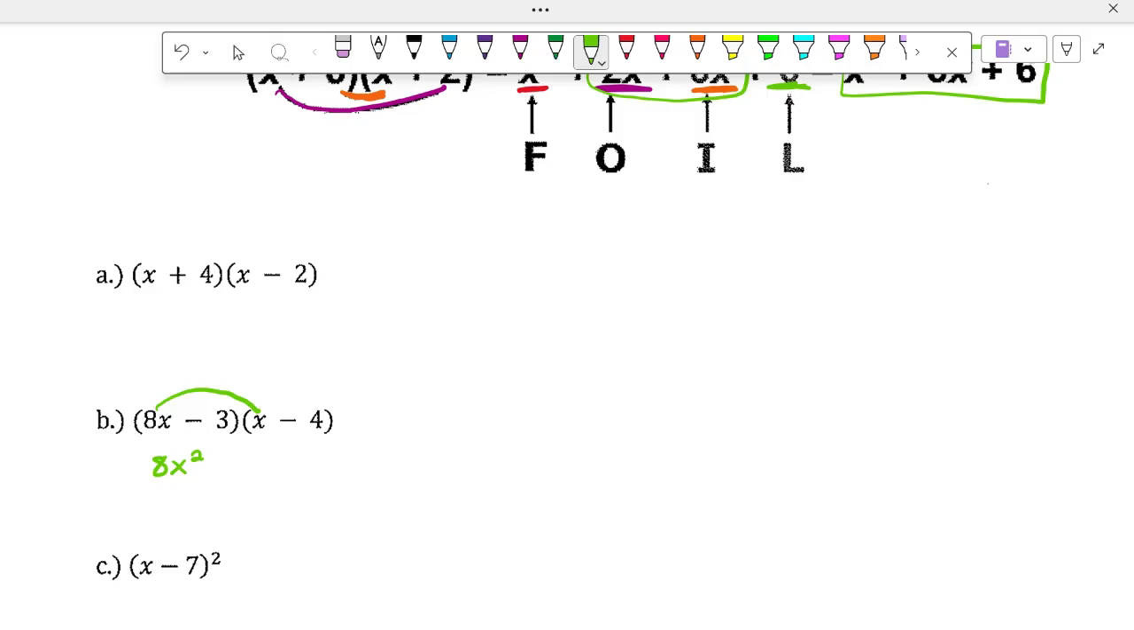All right, so I want the outer now. So what's my two outer terms? 8x and negative 4. So if I multiply them together, what would that give me? Negative 32x. Pick someone to do the next part. All right, so Tyson, inners. What's my two inner terms? Negative 3 and x. Multiplying together to give me what? Negative 3x. Pick someone to do the last one.